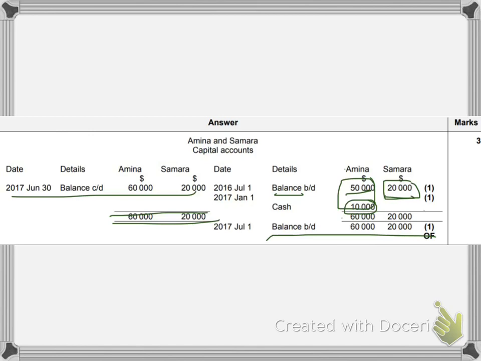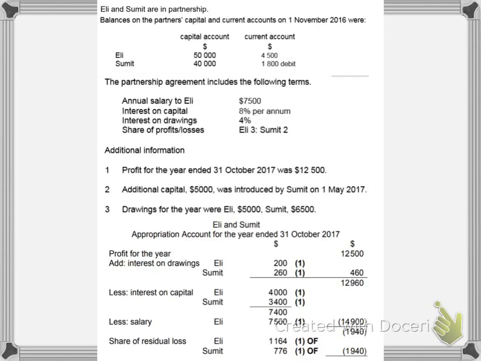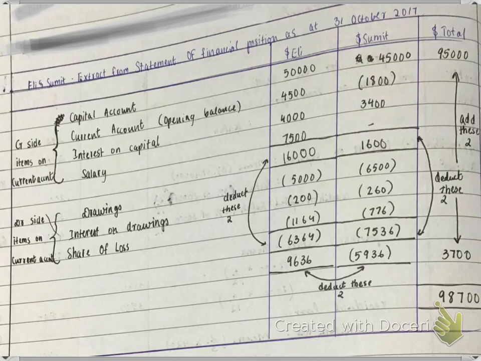Now we'll be discussing how to make an extract from the statement of financial position. Also, you need to remember whatever increases the balance in a current account is on the credit side. Now this is our question for creating the extract from the statement of financial position. So remember, here we're creating an extract only. We're not creating the whole statement of financial position. We're only creating an extract of it. Since we're only creating an extract, we're only going to record the capital account and current account information. So first we'll record the capital account information.